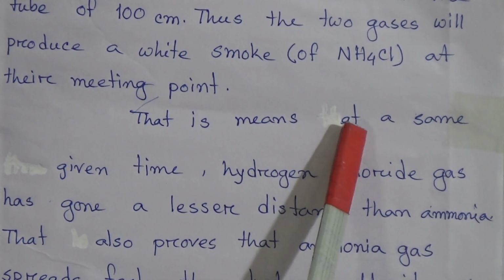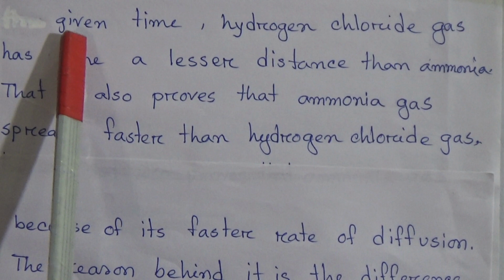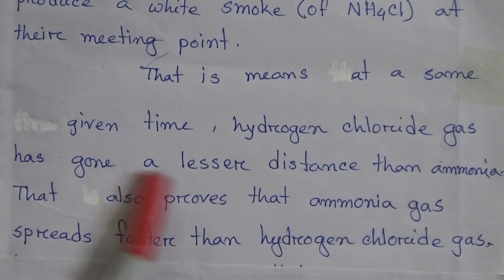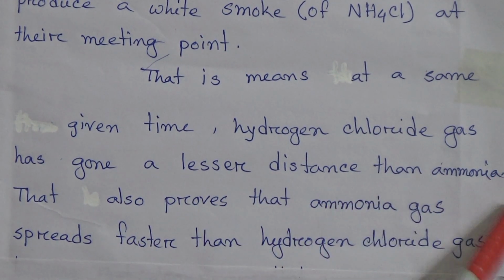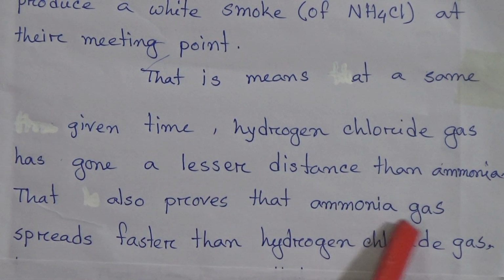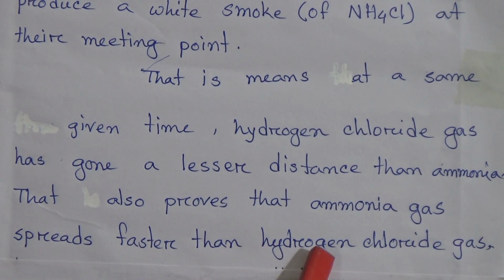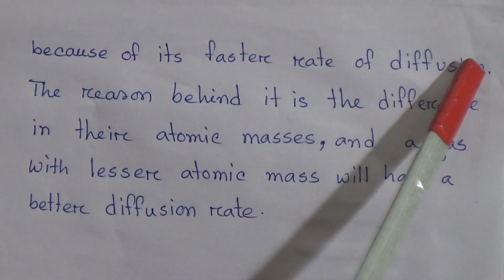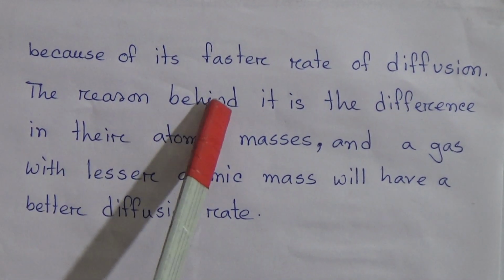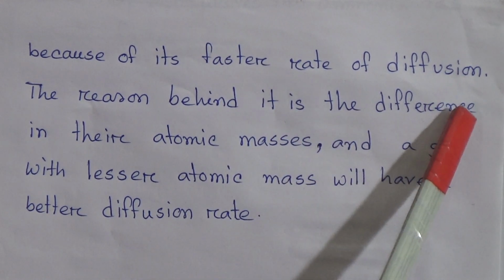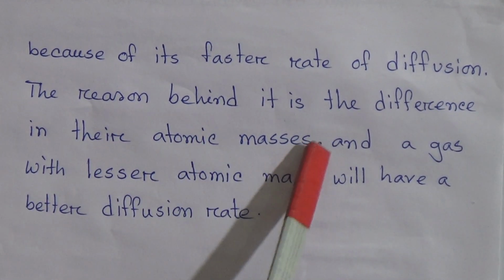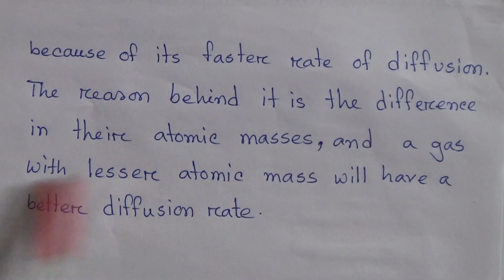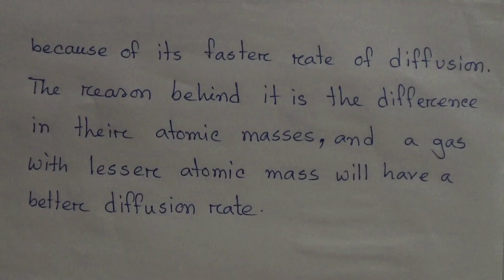That means in the given time, hydrogen chloride gas has gone a lesser distance than ammonia. That also proves that ammonia gas spreads faster than hydrogen chloride gas because of its faster rate of diffusion. The reason behind it is the difference in their atomic masses, and a gas with lesser atomic mass will have a better diffusion rate.